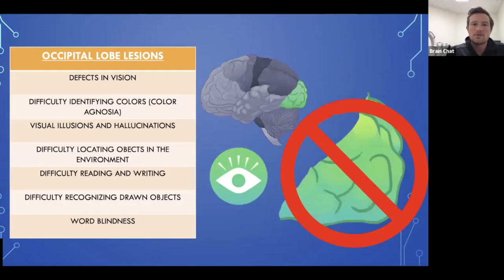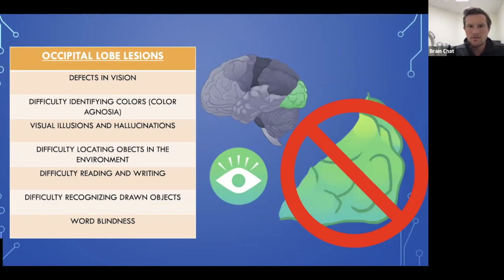So what happens when there's areas of the brain, specifically in the occipital lobe, that aren't working well? Well, you have defects in vision. You can have what are called visual field cuts. So you may have the inability to see on one side of the eyes more than the other based on where the injury is. You can have difficulty identifying colors. That's called color agnosia. You can have visual illusions and hallucinations.